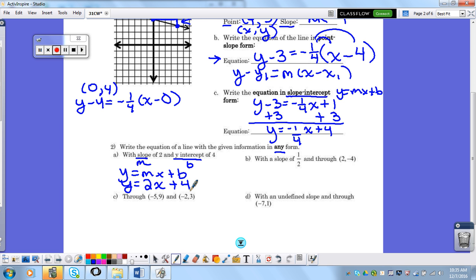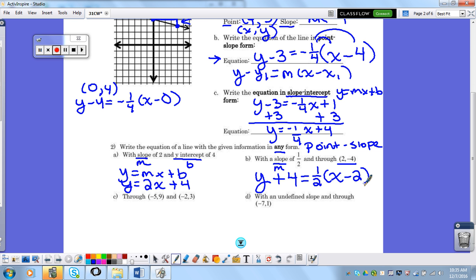Letter B says we need to find the slope, which we have, which is your m, and you're given this point. When you have a slope and a point, you want to write it in point slope form. If you notice, your y value is a negative, that means you have to put it in opposite. So y plus 4 is equal to your m, which is 1/2, and then x minus 2. And that is it.